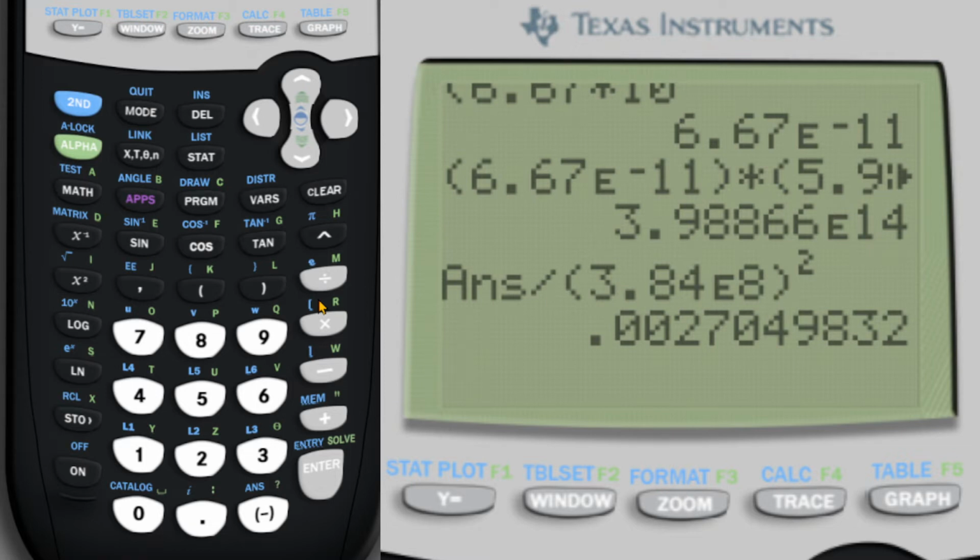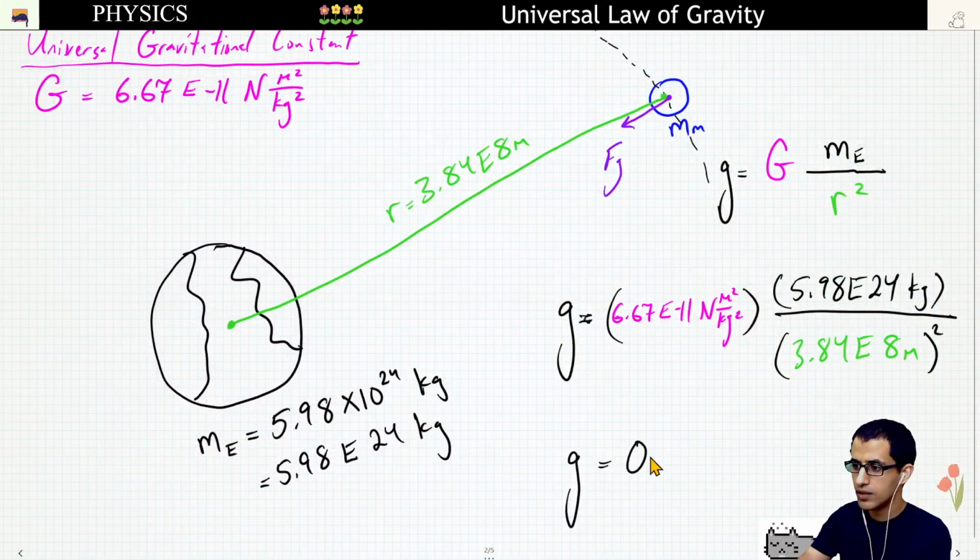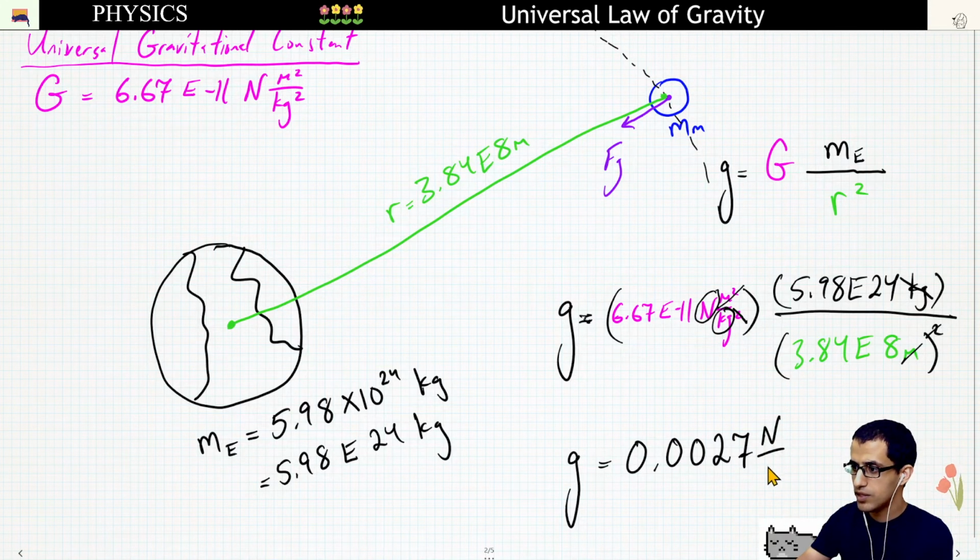It's 0.0027. And let's look at the units now. So the meter squared cancel out with the meter squared over here. This kilogram cancels out with one of the kilograms here. And so we're left with newtons divided by kilograms. So newtons per kilogram. So this is representing the gravitational field strength. You can place any mass there and you can calculate the force of gravity acting on any object.